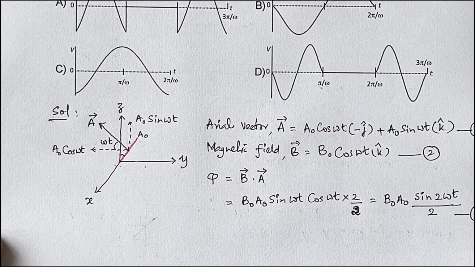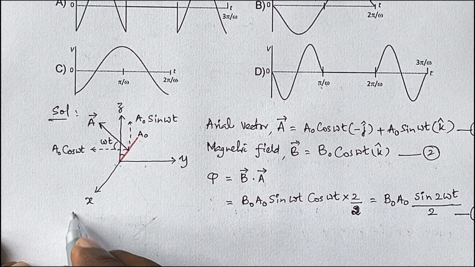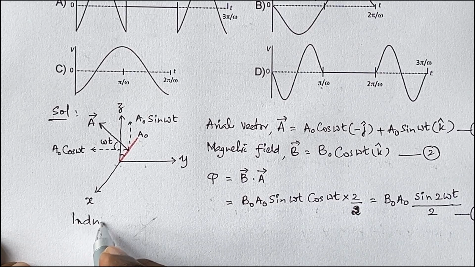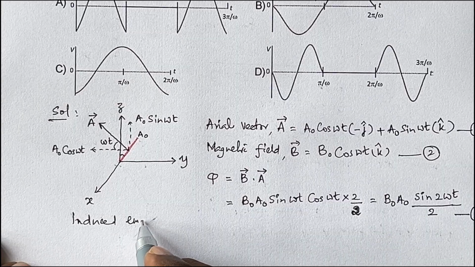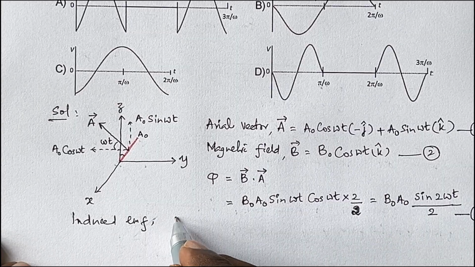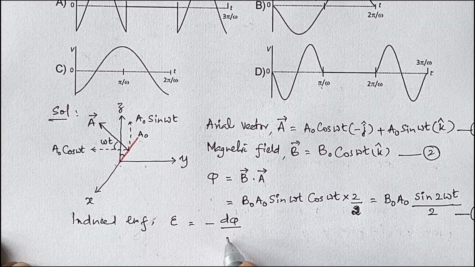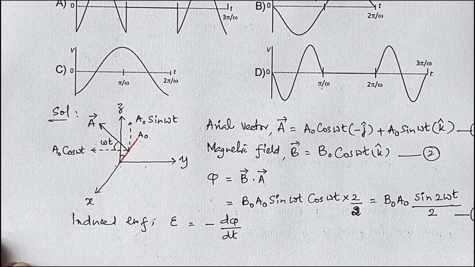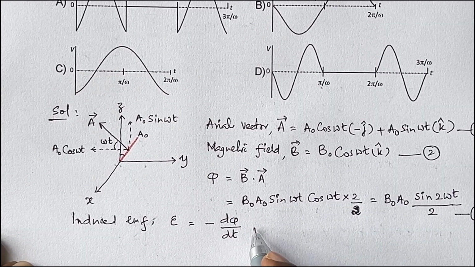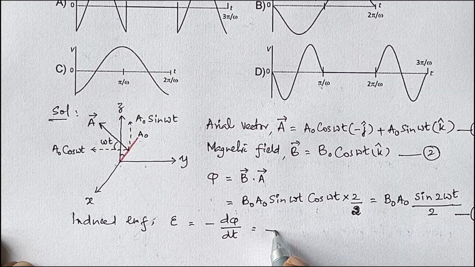Now the induced EMF I can calculate from this data. Induced EMF, E is equal to minus d phi by dt. This is the formula. That is equal to minus, what are the constants here? B naught A naught by 2, right.